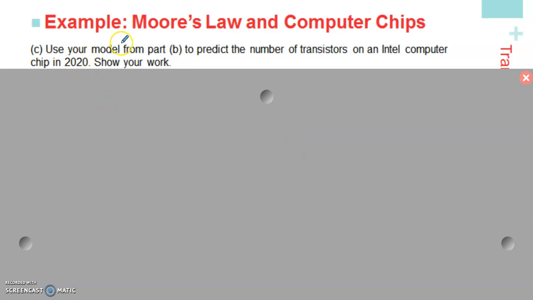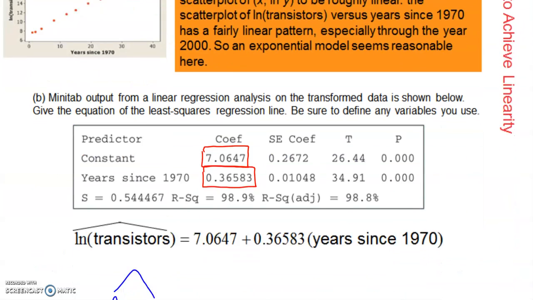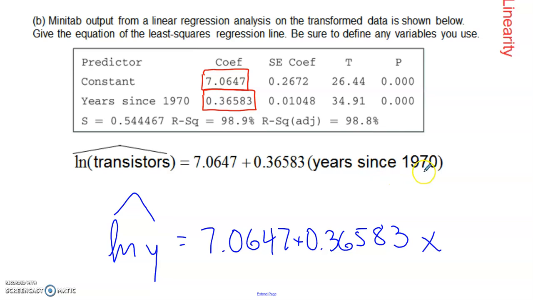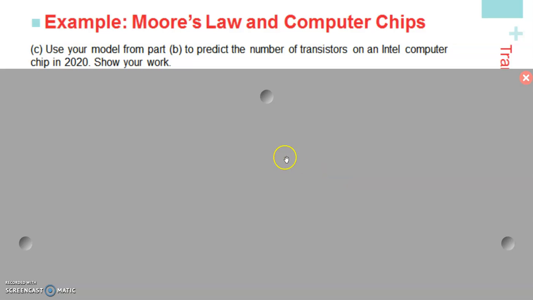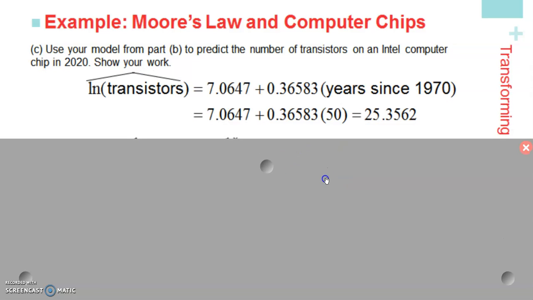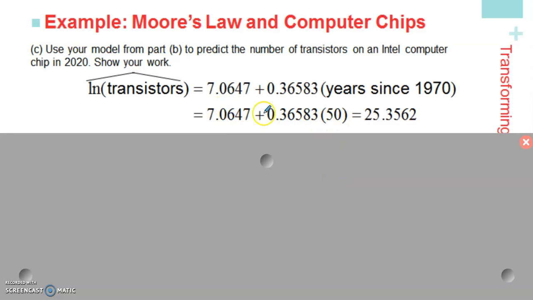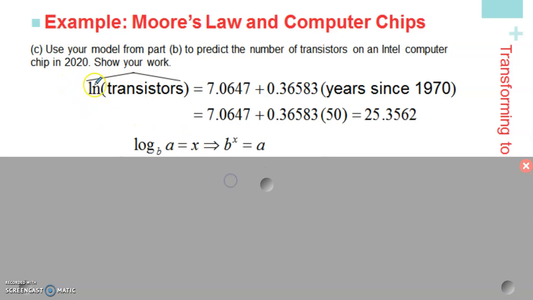Alright, now use this model from part B to predict the number of transistors in 2020. So what I'm going to do is just plug in the number of years since 1970. 2020 would be 50 years later, so I plug in a 50 right there, and I get that plus that equals 25.3562. Now, that's not my final answer. That's my answer for the ln of transistors.